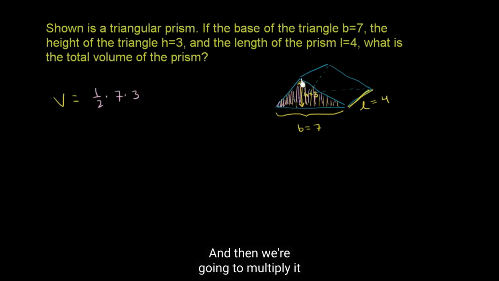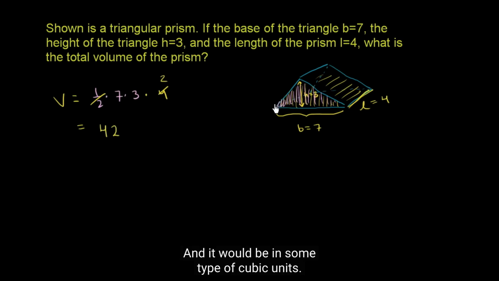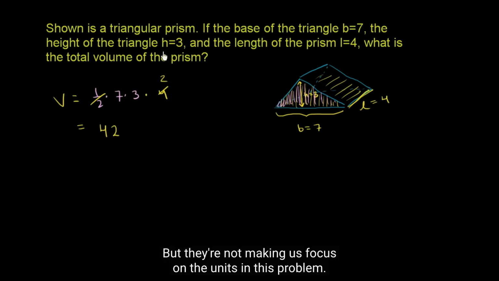And then we're going to multiply it by our depth of this triangular prism. So we have a depth of 4. So then we're going to multiply that times the 4, times this depth. And we get, let's see, 1/2 times 4 is 2. So these guys cancel out. You'll just have a 2. And then 2 times 3 is 6. 6 times 7 is 42. And it would be in some type of cubic unit. So if these were in, I don't know, centimeters, it would be centimeters cubed. But they're not making us focus on the units in this problem.